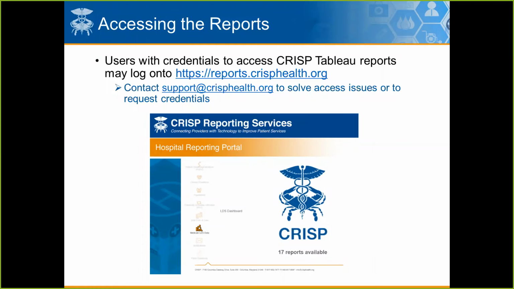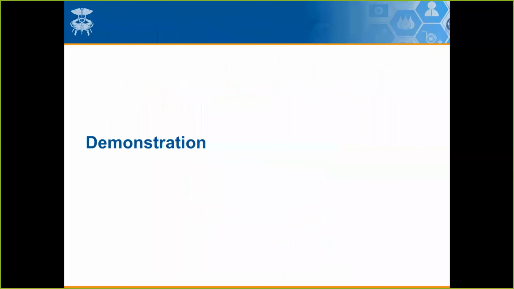If you do have any access issues with the reports themselves, or if you need credentials and want to request them, please go ahead and contact support@crisphealth.org. Again, you can also contact Jerry or myself. And with that, I'm going to turn it over to the team at H-Metrics to pull up the reports themselves and run a demonstration.